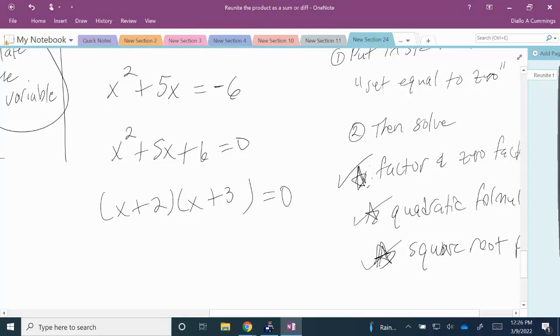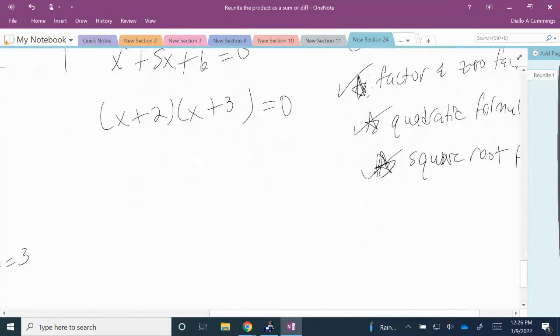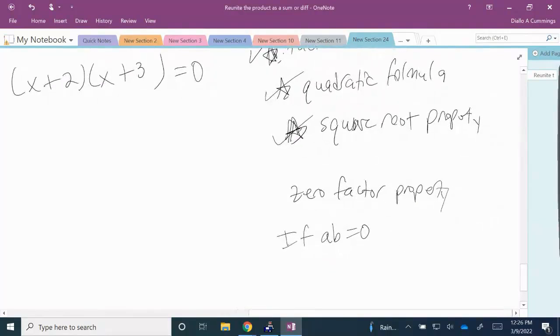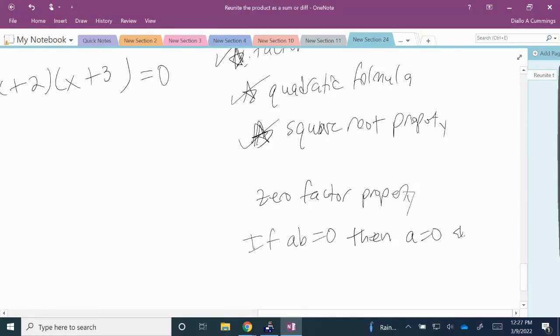The zero factor property, I'm going to write that over here. The zero factor property says if A times B is equal to 0, right? So notice that's a product. That's A times B, right? I have two factors. A is my first factor, B is my second factor. Then you can take each factor and set it equal to 0. So if A times B is equal to 0, then you can set A equal to 0 and you can set B equal to 0.